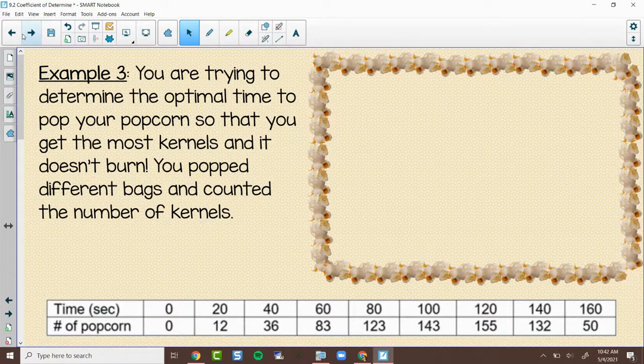All right, so on this one, we are trying to determine the optimal time for us to pop our popcorn to get the most delicious kernels, and obviously we don't want it to burn. So we popped different bags and counted the number of kernels, the good popcorn. So I've got time and I've got number of popcorn. Well, let's go ahead and first see what this looks like.